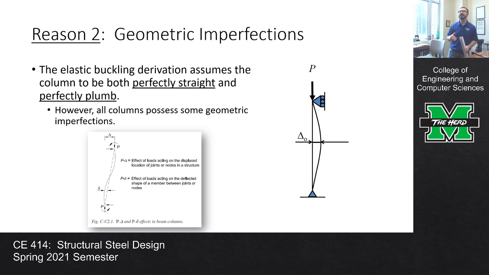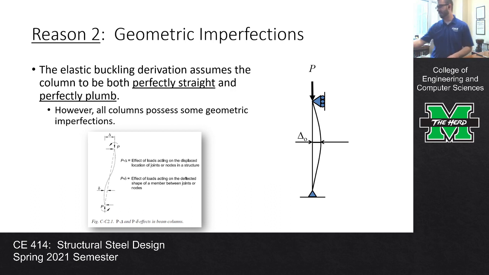All columns possess some degree of geometric imperfections. For example, when you construct a steel frame structure, you have tolerances that you have to meet. So one of the column tolerances is that your column can't be out of plumb more than h over 500, so the height of the column over 500. Now, that's not very much.